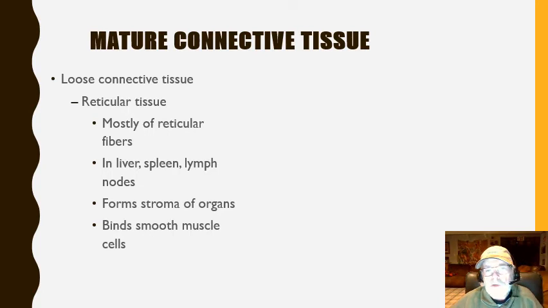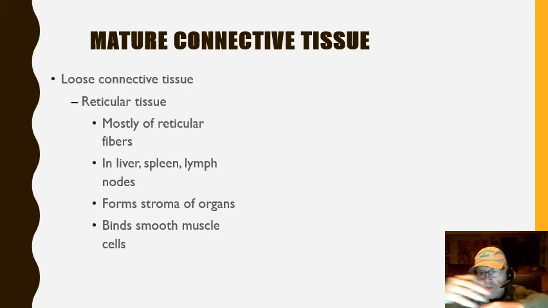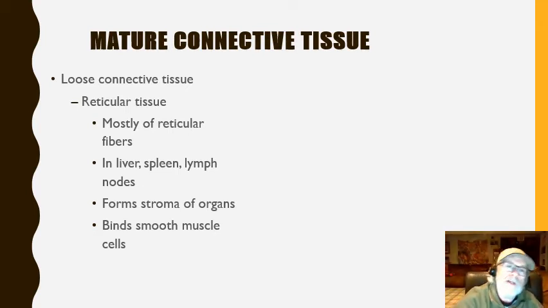Now, when we look at another type of loose connective tissue, loose means it's sort of separated; the fibers aren't really tightly packed. We have what's called reticular tissue, and this is mostly what I call reticular fibers. They usually stain a little bit darker. We find this reticular connective tissue, a loose connective tissue, in the liver, spleen, and lymph nodes. Basically it forms what's called the stroma of organs.